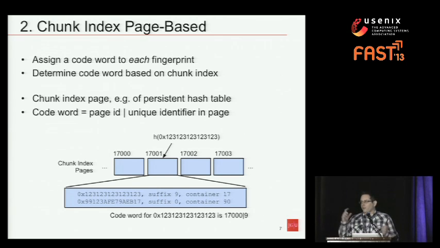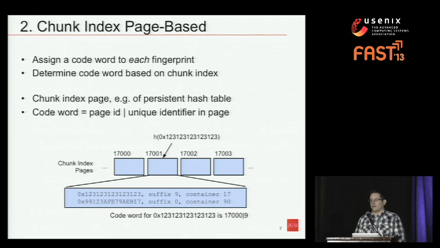The first approach assigned a very short fingerprint to one special chunk. Here we take a different approach. With the chunk index-based approach, we assign one code word to every fingerprint in the system. There are different ways to do this. We decided to base the code word on the chunk index data we store.